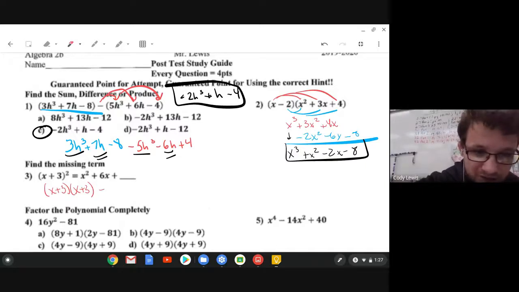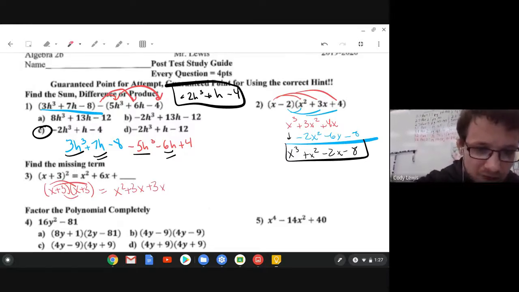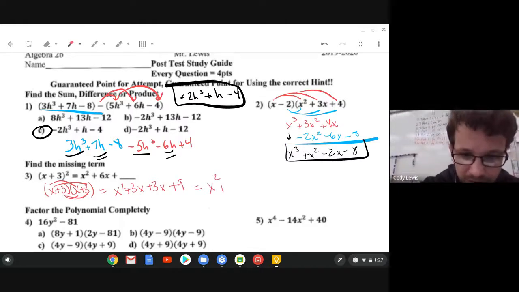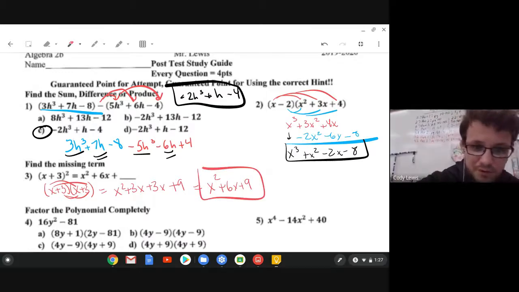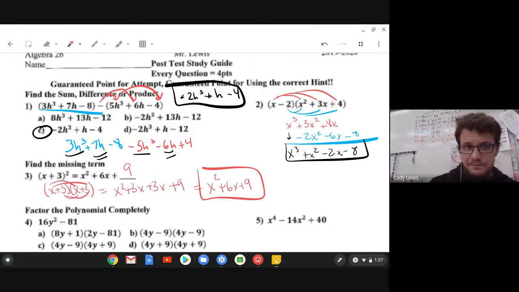So x goes to x, that's x squared. X goes to 3. Then 3 goes to x. Then 3 goes to 3. We end up with 9. So I end up with x squared plus 6x plus 9. So really, this one's just to fill in the blank. But good? Not good?